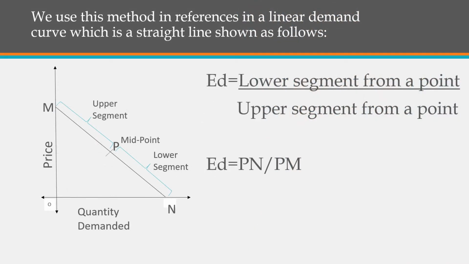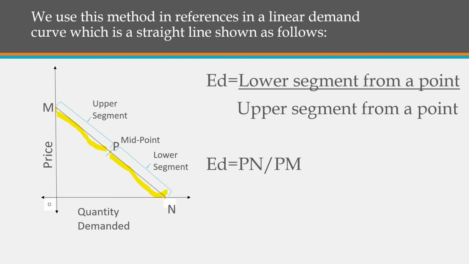We use the geometric method with reference to a linear demand curve, which is a straight line shown as follows. If you observe the diagram, we see the demand curve is MN, which is a linear demand curve touching both the X and Y axis. We take the midpoint of the demand curve to be P. So therefore, MP is the upper segment of the demand curve and PN is the lower segment of the demand curve. Why are we stating this?